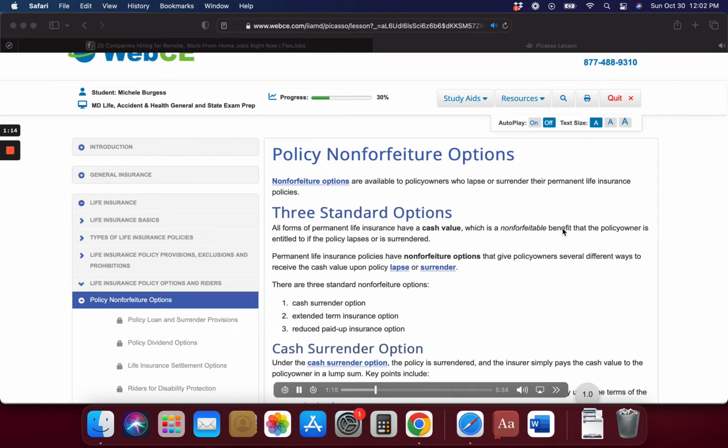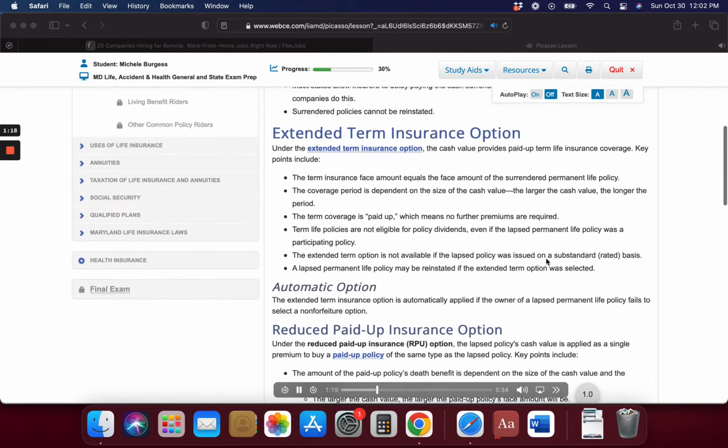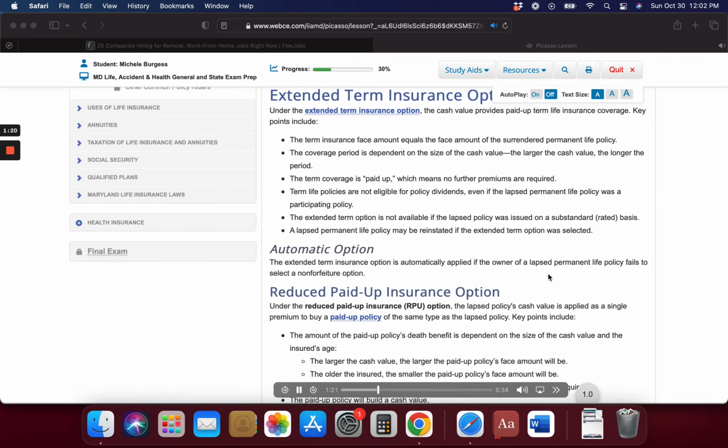Extended term insurance option. Under the extended term insurance option, the cash value provides paid-up term life insurance coverage. Key points include: the term insurance face amount equals the face amount of the surrendered permanent life policy. The coverage period is dependent on the size of the cash value. The larger the cash value, the longer the period. The term coverage is paid up, which means no further premiums are required.